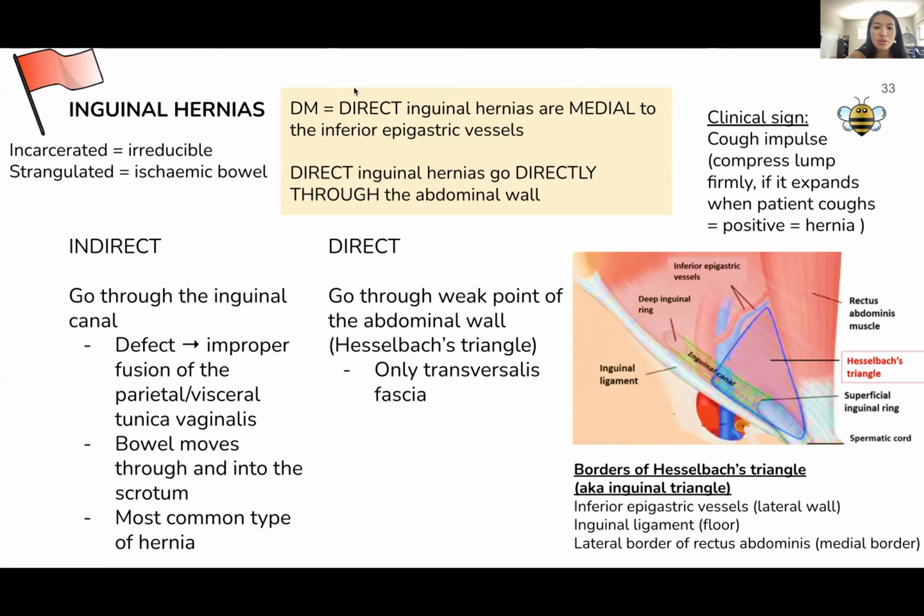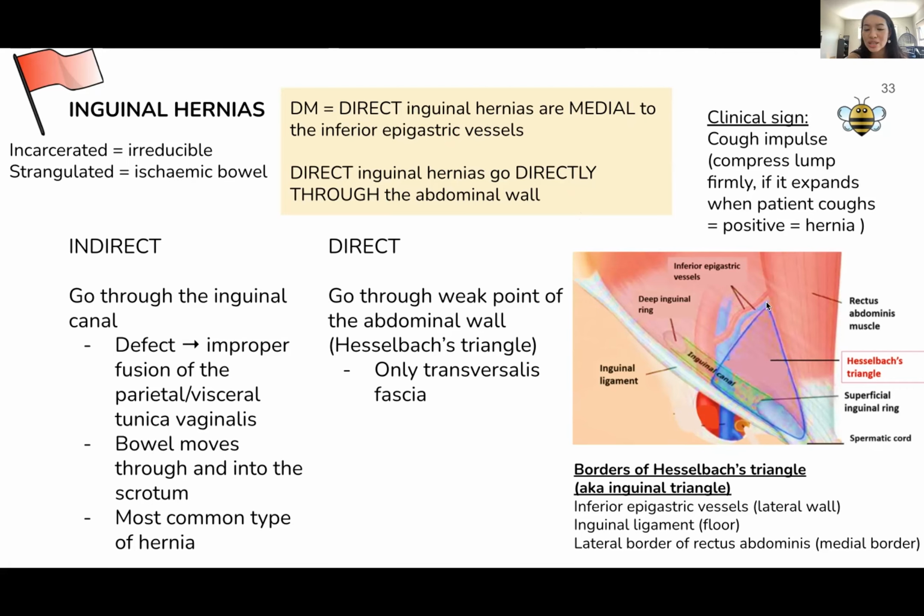So really, really remember this, okay, because this is how I remembered it. Okay, so DM: direct inguinal hernias are the ones that go medial. So they exit the abdominal cavity medial to the inferior epigastric vessels. So what are these? Why are they important? Well, we'll go through them later, but basically think of Hesselbach's triangle.